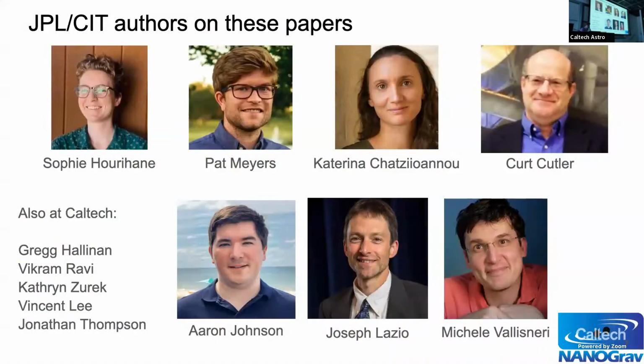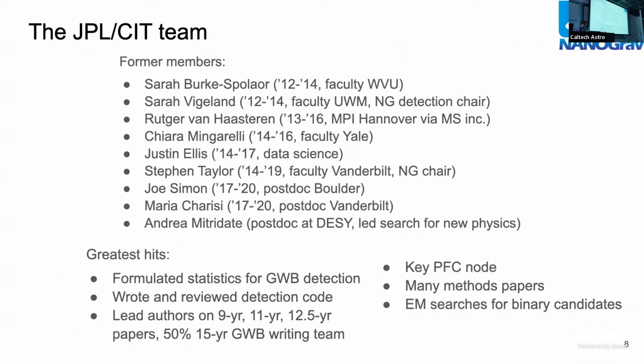These are the members of the JPL and Caltech team who work on NANOGrav. Here, Sophie Howrahan, who's a graduate student, Aaron Johnson, who's another postdoc, Katerina, who is a professor here at Caltech, and then Kurt, Joe, and Michele, who are senior scientists at JPL. And then there are other NANOGrav members down here in the corner as well. And there are some former members of the group, all of whom, except for one, are still working on pulsar timing arrays, which is pretty exciting.